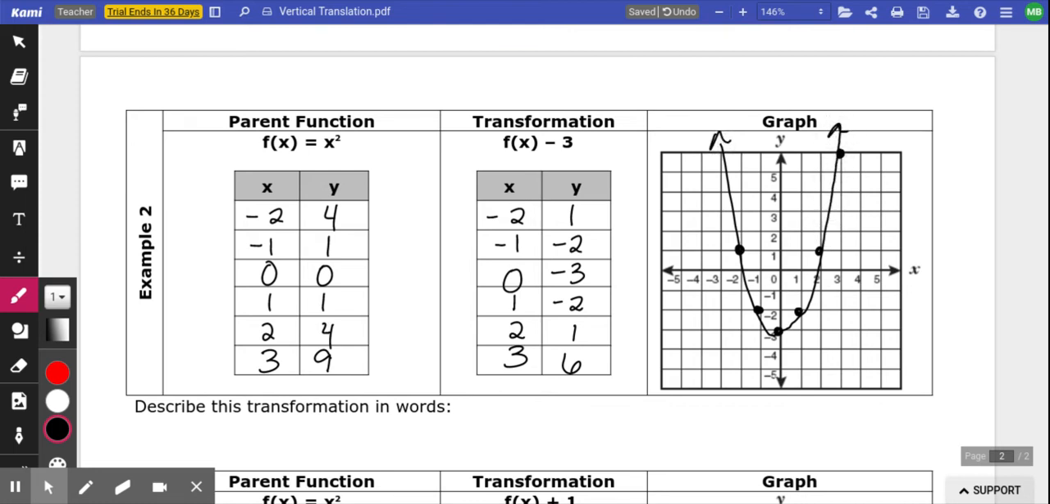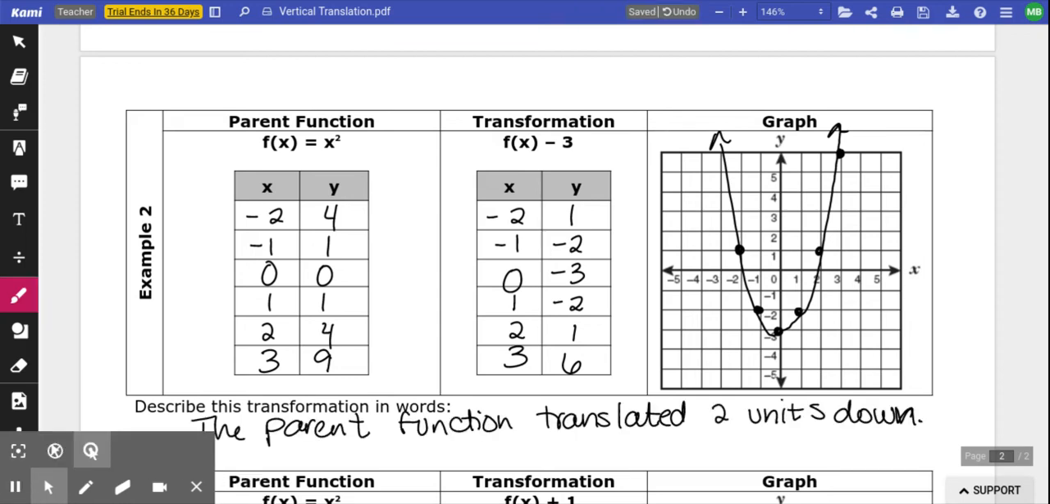Once again, we want to describe what happened to our parent function. If I were to scroll back to our original parent function, all that happened is this time it moved down 3 units. The parent function translated 3 units down.